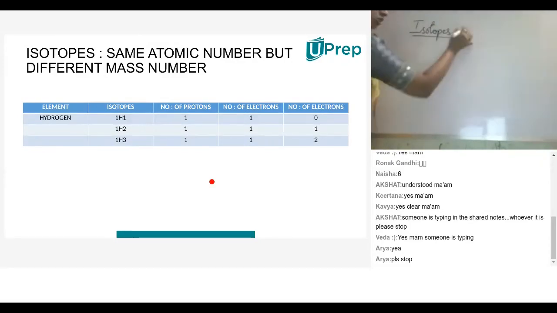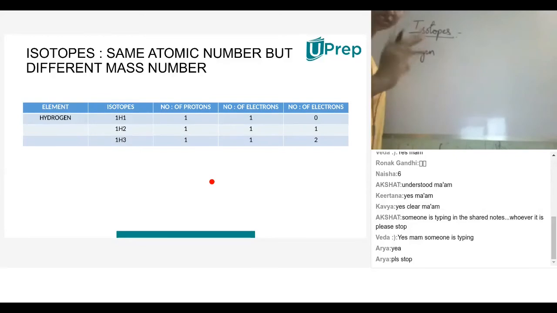I'll show you the video also. I know that all these are imaginary things, you need to imagine it. That's why I'll show you the video after explaining this. Yes, children? Okay. Isotopes means, for example, hydrogen we are having.